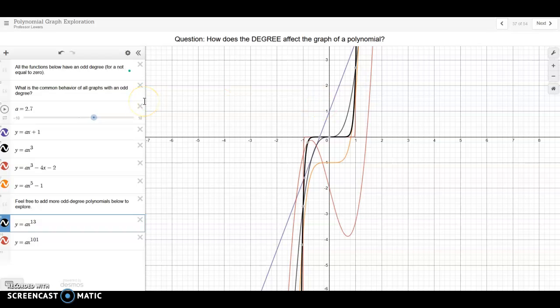So go ahead and pause and play and look for your observations to enter into the next slide. And when you're done playing, go ahead and push play.